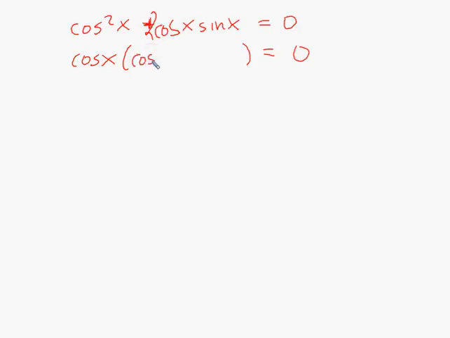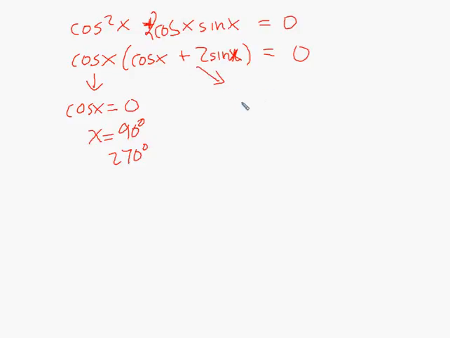Cosine x plus 2 sine x. Okay? So this part is going to be a little bit tricky to simplify, but we can get there. This one, cosine x equals what? 0. And inverse cosine, I'm going to get 90 degrees and 270 degrees are the 2 places. This part, that's going to be cosine x plus 2 sine x equals 0.